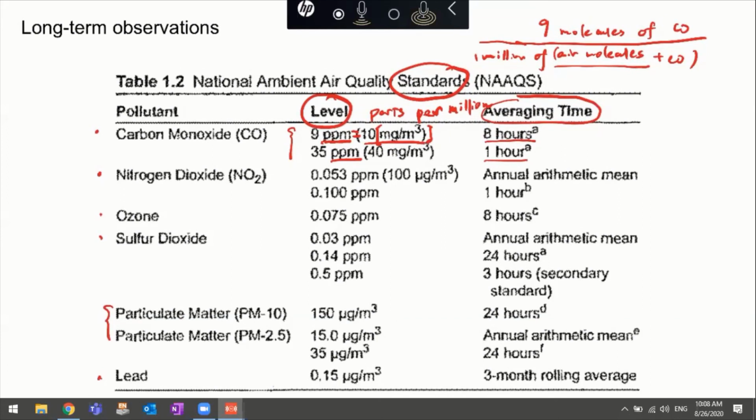Let's say this person has limited time. He or she can only measure for 1 hour. In this case, the air quality standard is going to be 35 ppm. But if he or she has longer time to monitor the air, then the level is going to be 9 ppm. Okay, so why is that the case? Why is it not reversed? Let's say 8 hours is going to be higher concentration, 1 hour is going to be lower concentration. Why is that not the case?